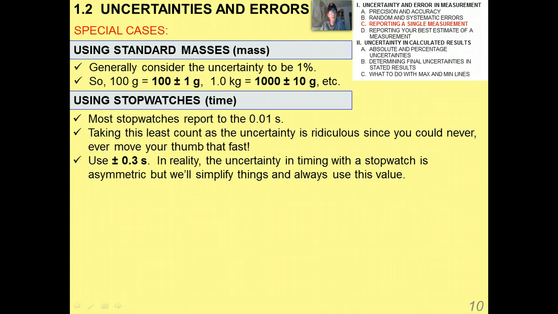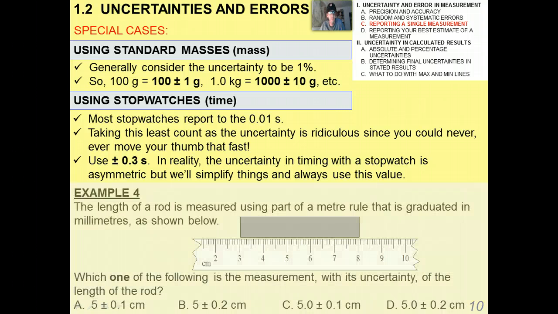Now, in reality, if you're measuring something, if you have a reaction time of 0.3 seconds, you have that reaction time when you start and when you stop. So really your uncertainty should be plus or minus 0.6 because it's 2 times that. Now, we'll just simplify things. If you want to use plus or minus 0.6, I'm cool with that. I use plus or minus 0.3. You know, maybe technically 0.6 is better, but it's okay with me if you use 0.6, all right?